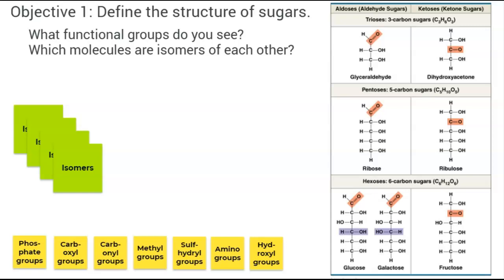So first of all, just looking at these, what functional groups do you see? And what do you recognize are some isomers of each other? So pause here and put the labels for the functional groups, and then just put the isomer tabs where you think there are two or more isomers.